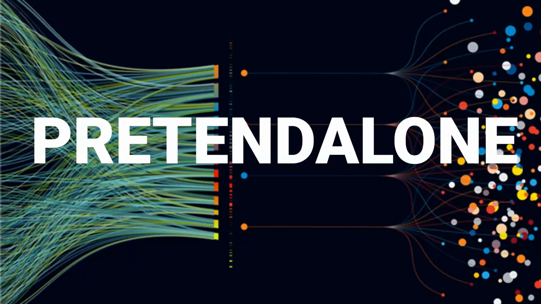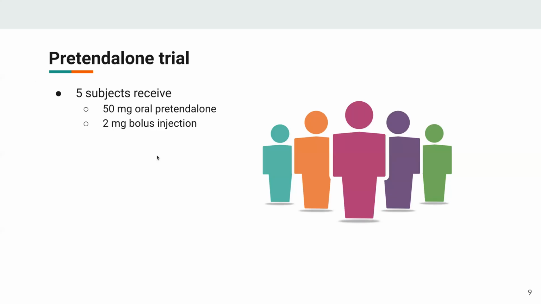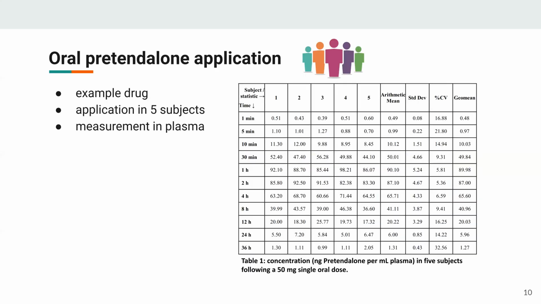Okay. So I will show an example of how such data can be reported, and this is a made-up substance called pretenderlone. We follow a simple clinical trial where we have 5 subjects, and each of these 5 subjects received 2 different application forms. Once they got 50 milligrams of oral pretenderlone, and the other time they got a 2 milligram bolus injection of the drug. We are now interested in how the data could look for these 5 subjects, and what the difference is. Often what you find is tables of the actual time courses of the drug.